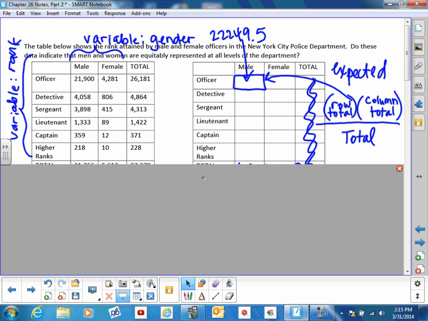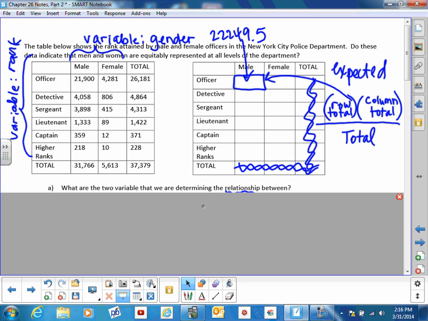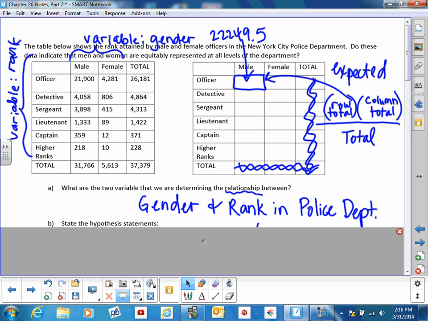Okay. So variable-wise, what do you think we have going on? Our two variables then are, that's our first question. What are the two variables that we are interested in determining the relationship between? Gender and rank. Very good. Rank and gender in the police department.